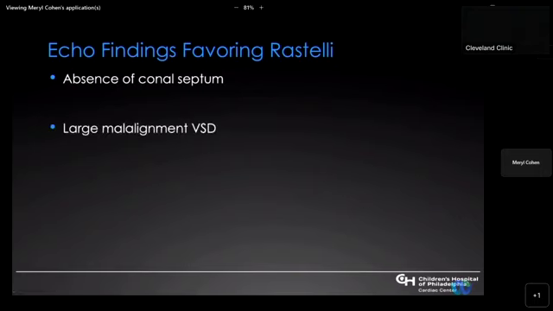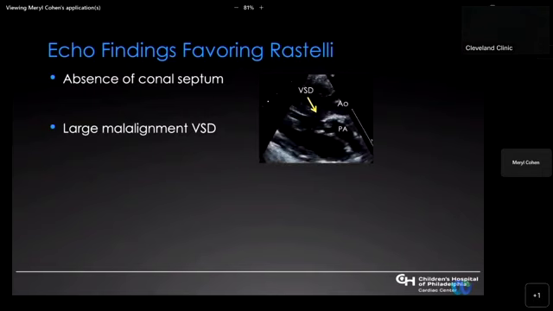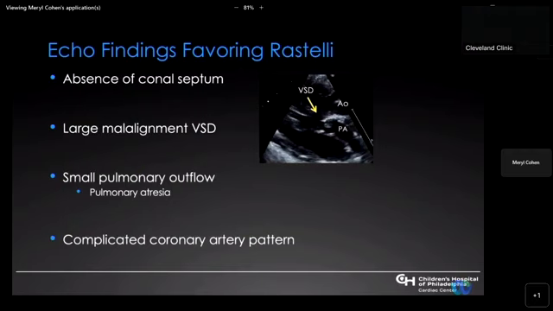Well, absence of the conal septum. So when that hunk of muscle is missing, the defect is usually large in that setting. So here you see that there's malalignment of the conal septum, but there's no muscle sitting here, and so the VSD is quite large. And so this allows easy accessibility to the aorta with a baffle. If the pulmonary outflow is very small or atretic, then it's really not worth moving the aorta closer because the smaller the pulmonary artery, the closer the aorta is to the left ventricle.